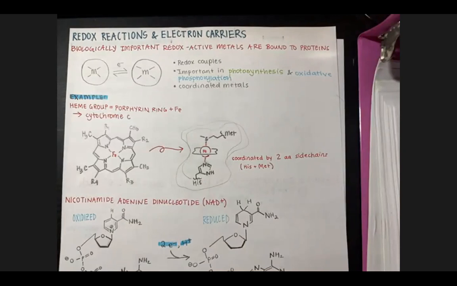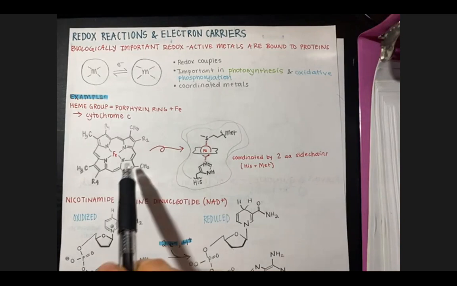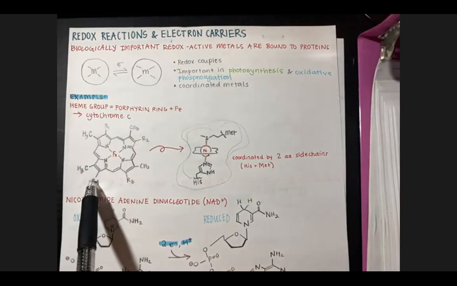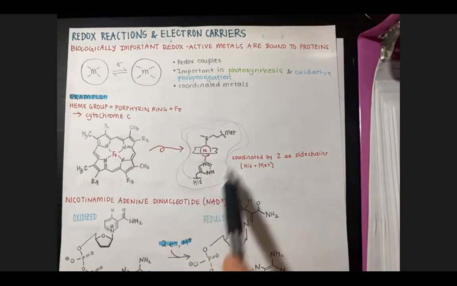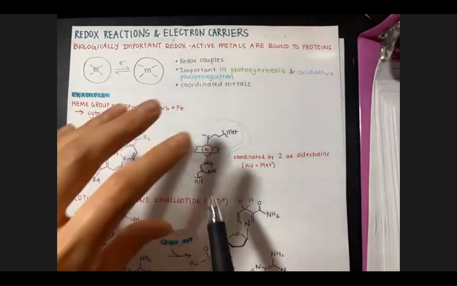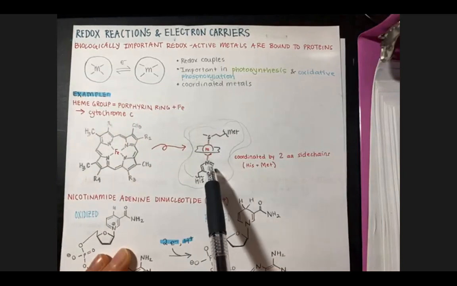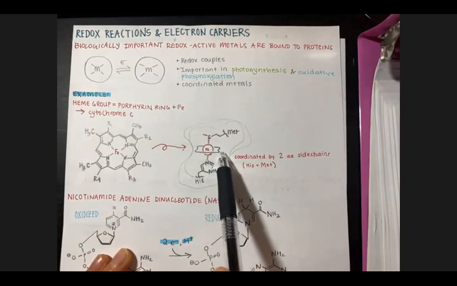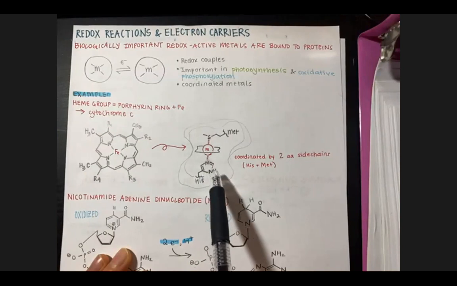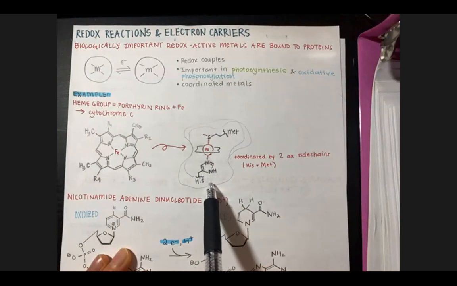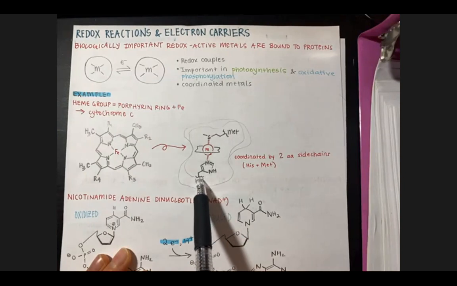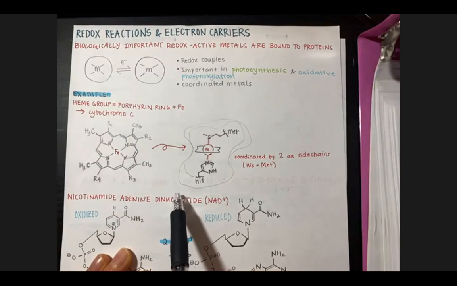An example of this would be a heme group, which is a porphyrin ring and iron. And you can see this in cytochrome C, which is important in oxidative phosphorylation. So the heme plus the protein is the cytochrome. Here we have the porphyrin ring, and the periphery attaches to the protein. So the squiggles are the protein. And if you flip the ring perpendicular to the plane of the paper, you'll see the ring and the iron, and the iron is coordinated by two of the protein side chains. Here you have a histidine, and then here you have a methionine.